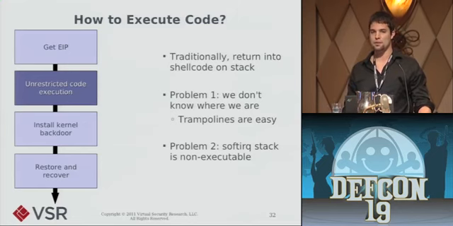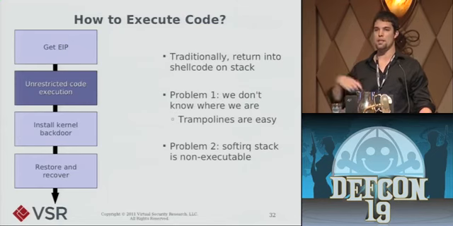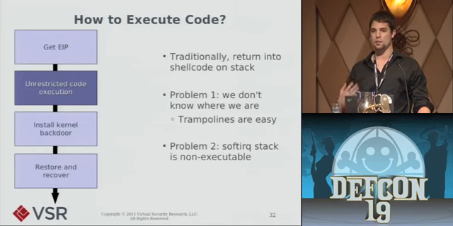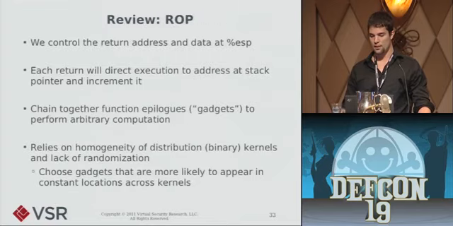That's pretty easily solvable. You just return to a trampoline function that will do a jump ESP and jump into the stack wherever it is. The second problem, though, is that since we're running a PAE kernel, the soft IRQ stack on which we caused our overflow is non-executable memory. So if we try to return there, the kernel will just crash. And this means we need to employ return-oriented programming.